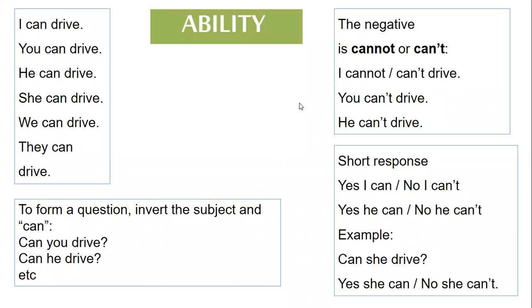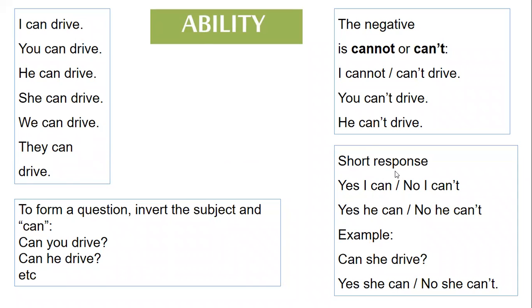Let's continue. Question form. I need a volunteer, please. Who wants to read this one? Okay, thank you, Robert, please. To form a question, invert the subject and can: can you drive, can he drive, etc. This is when we want to make a question.